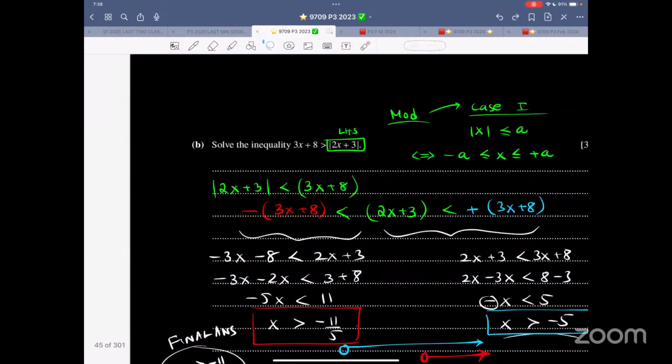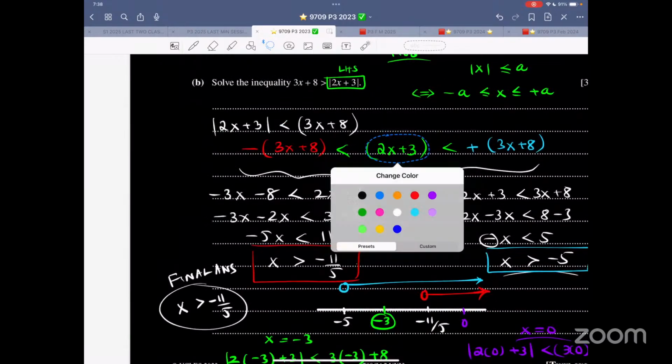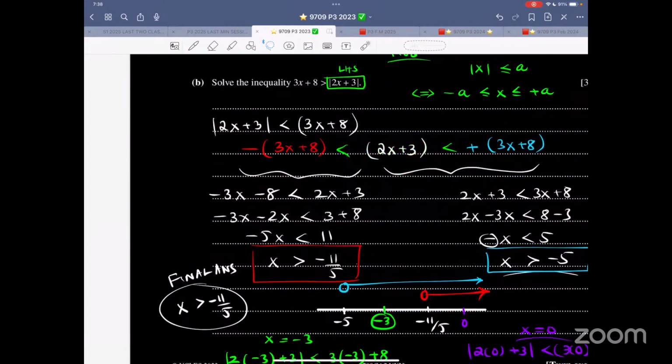So now hold for a second. Let me just highlight this thing and change it into white color. And then we can look at it like this. This thing over here, that is white, and it lies between these 2 values. So now over here, 2x plus 3 is lesser than 3x plus 8. That's this blue over here.